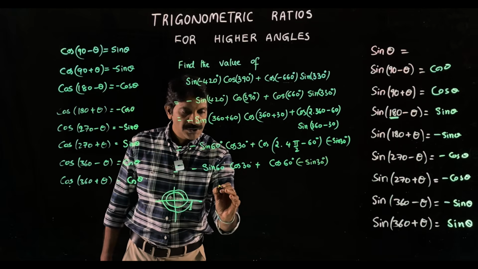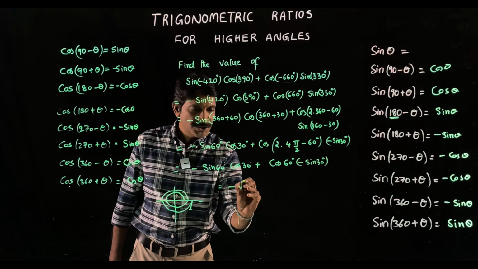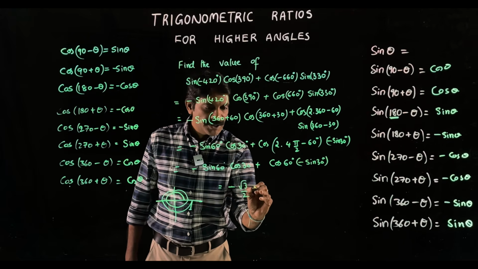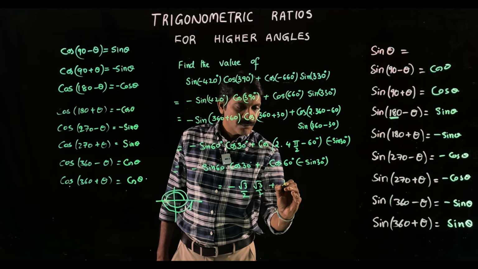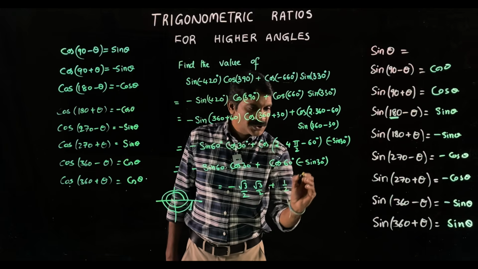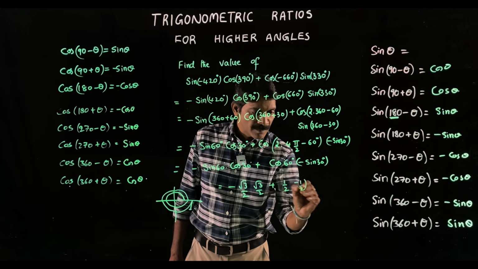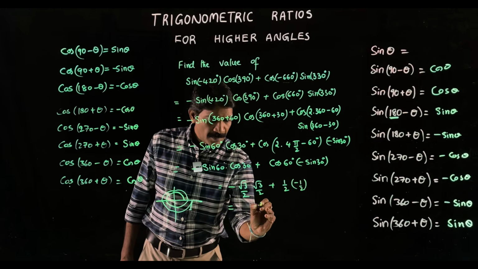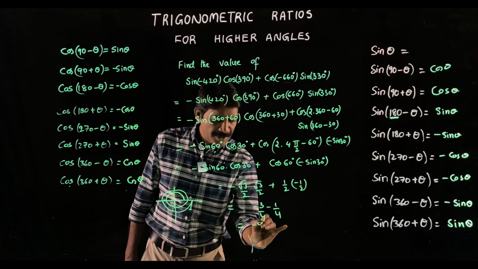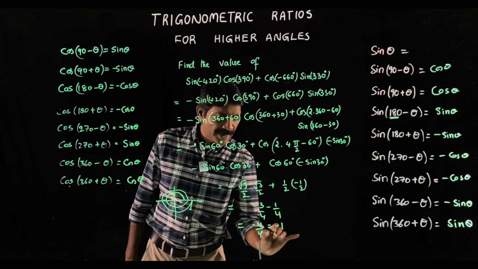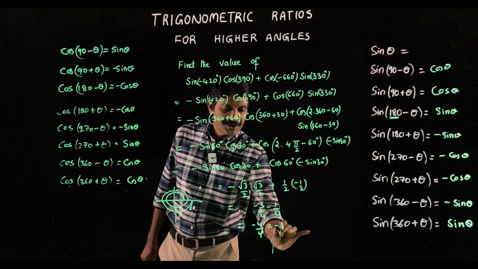Now put the values. Minus sine 60 is root 3 by 2, cos 30 is root 3 by 2, plus cos 60 is 1 by 2 and sine 30 is 1 by 2, so it is minus 1 by 2. So minus 3 by 4 minus 1 by 4, which is nothing but minus 4 by 4, equal to minus 1. So minus 1 is the answer.